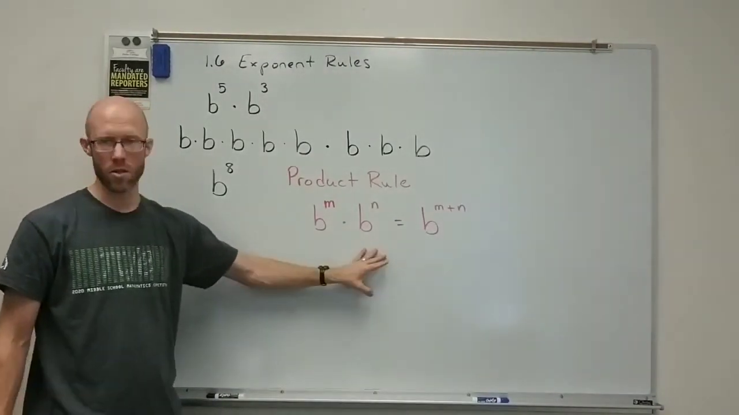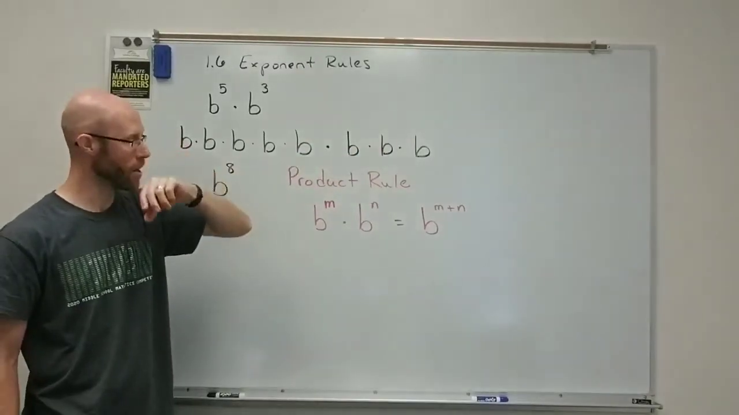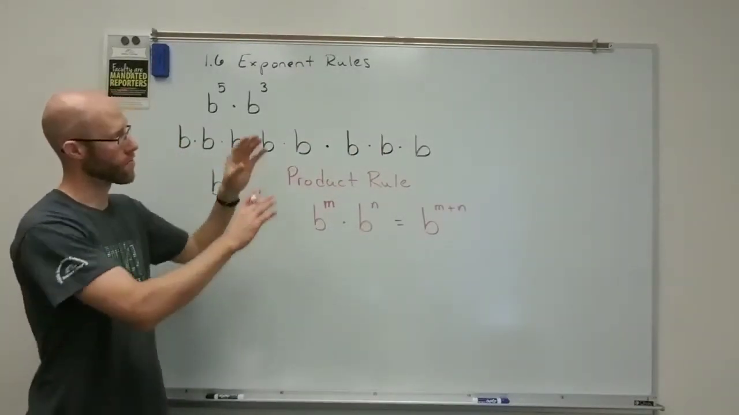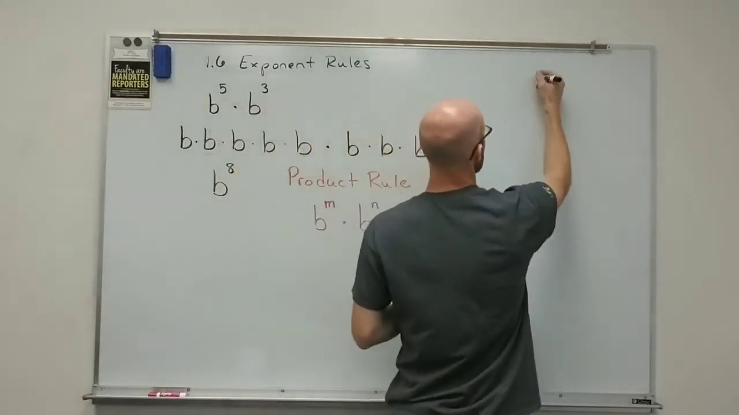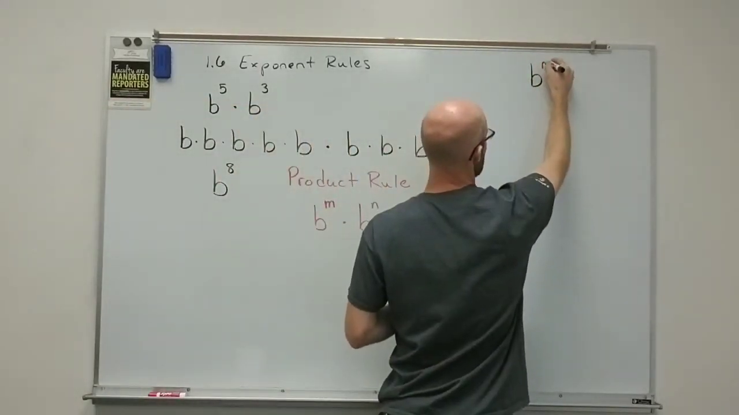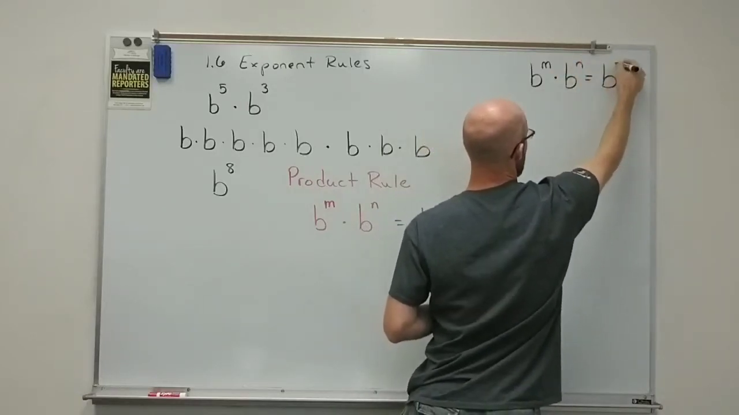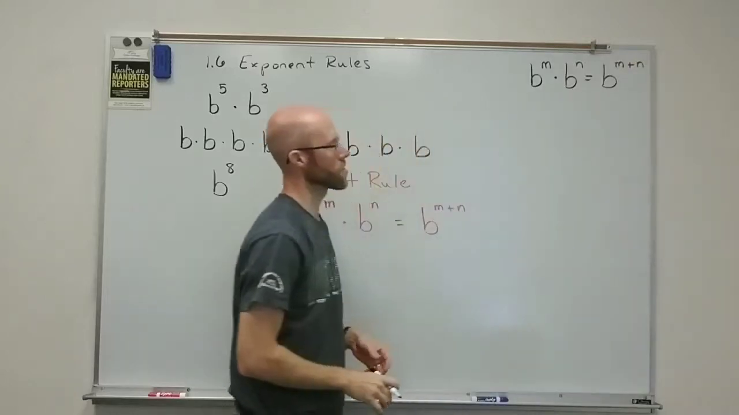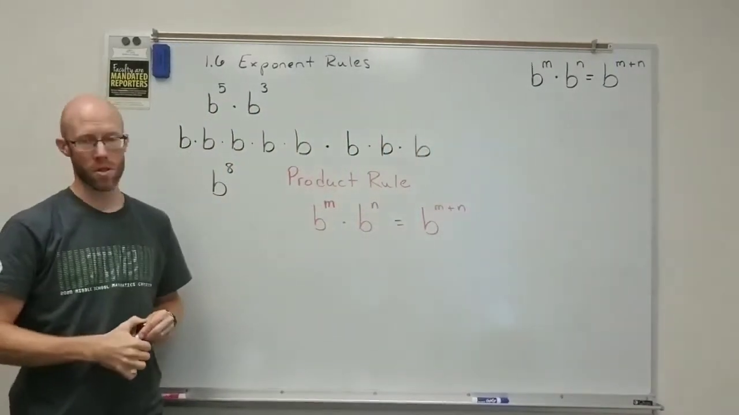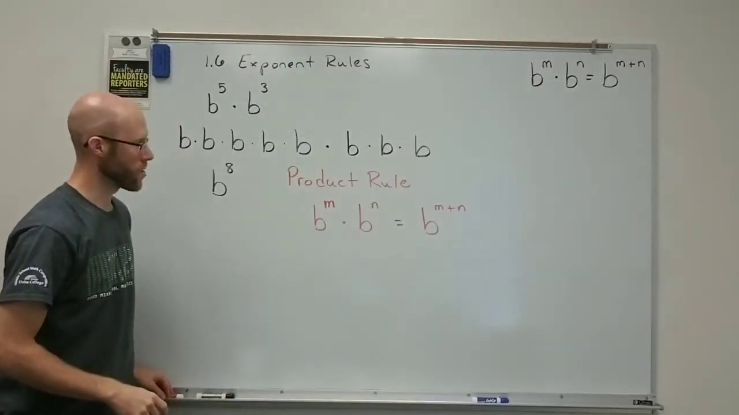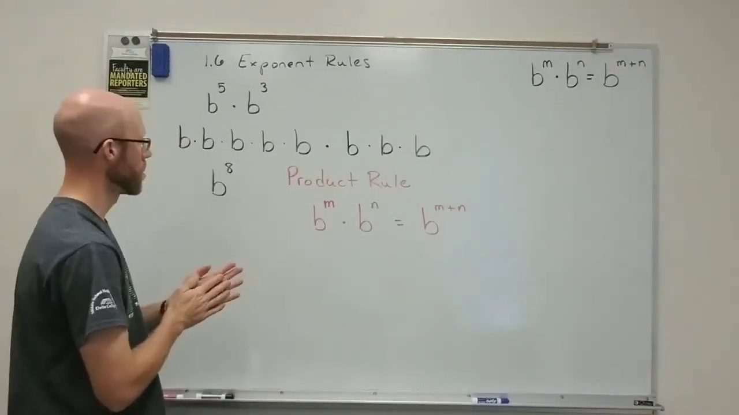Now, as we use these rules, I'm just going to write them up on the far right side of the board, just to keep a running tally of these rules. Hopefully, that won't get too confusing. So b to the m times b to the n equals b to the m plus n. So the product becomes a sum. Okay, so that's the first rule.